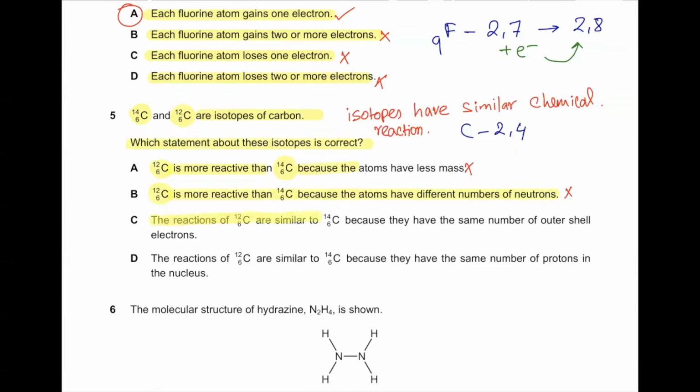The reactions of C12 are similar to C14 because they have the same number of outer shell electrons. Guys, we already explained this point about outer shell electrons, and point C happens to be a correct point. Okay, let's see point D. The reactions of C12 and carbon 14 are similar because they have the same number of protons in the nucleus. As we have already discussed, the number of protons within the nucleus does not determine the chemical reactivity. It is only the outer shell electrons that determine chemical reactivity. So C is a correct point. Guys, as a note, I'm writing down: only outer shell electrons determine chemical reactivity.